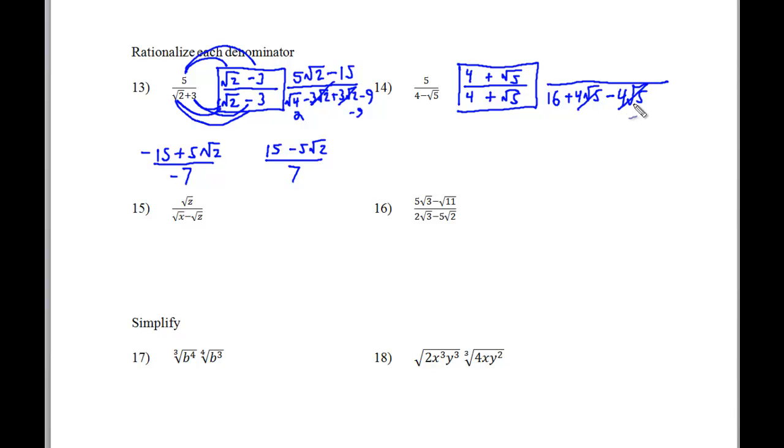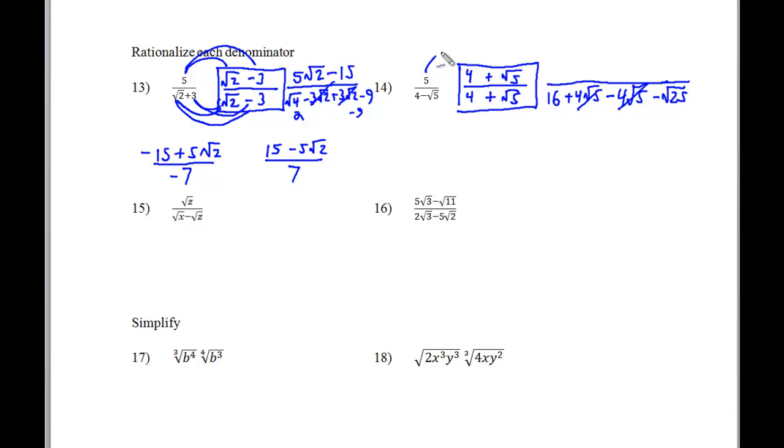You can see that these will simplify. And the negative square root of 5 times the positive square root of 5 is going to be negative square root of 25. Because since these are using the product rule, since these are both under the square root, the problem will work out that way.